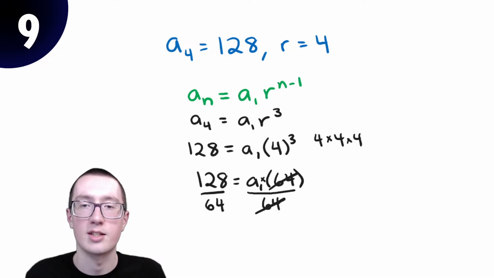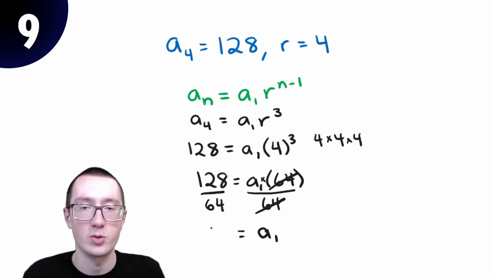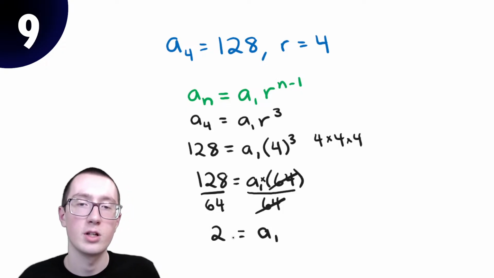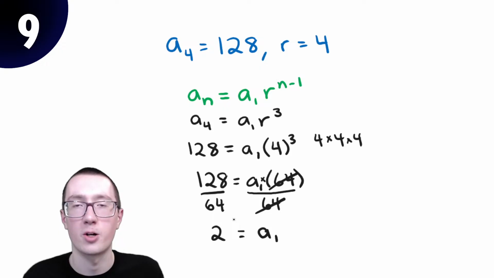So the 64's cancel out. And on the left side, we just have A1. And on the right side, we have 128 divided by 64. You could put this in your calculator, you'll get 2. So 2 is the first term in our sequence.